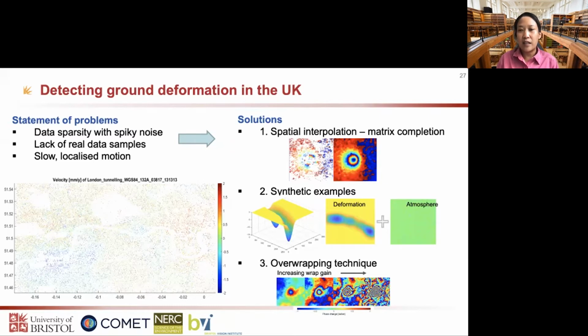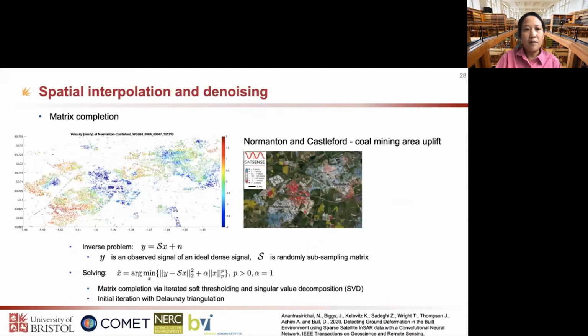Spatial interpolation to deal with the sparsity. We're using synthetic data to train and applying overlapping or rewrapping techniques to detect slow motion. For spatial interpolation, we apply a technique called matrix completion to the InSAR. This surface, like before, is sparse, so it's not suitable for AlexNet.